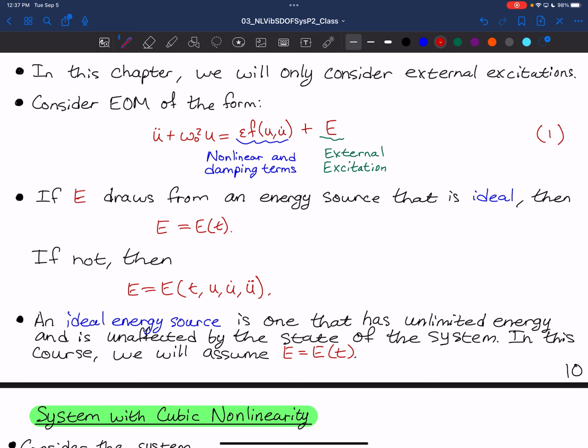So what is an ideal energy source? That is one that has unlimited energy, and it is totally unaffected by the state of the system. And in this course, we're just going to assume that all of our sources are ideal.